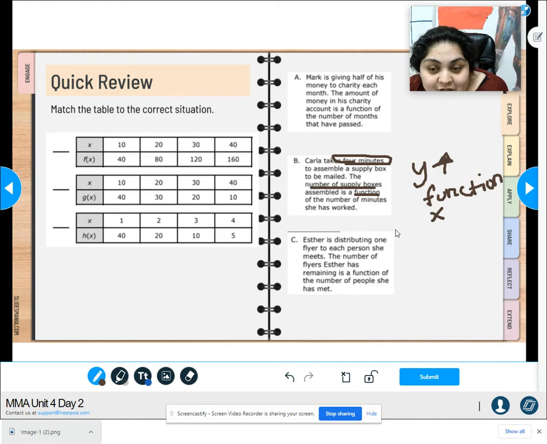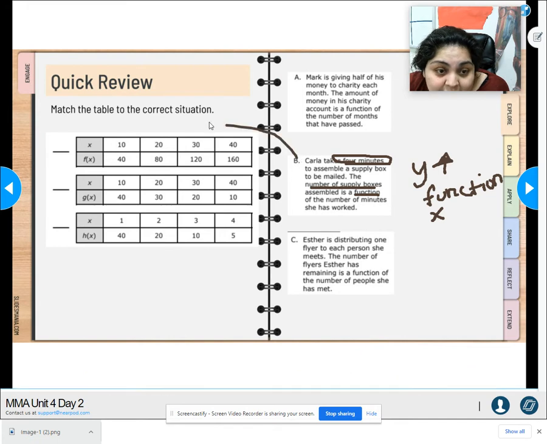So in 4 minutes, she does 1 box. In 8 minutes, she would do 2 boxes. In 12 minutes, she would do 3. So we have to go like that, right? So her boxes have to go up. But the other ones are going down. So B would have to be here because that's the only one that's increasing.